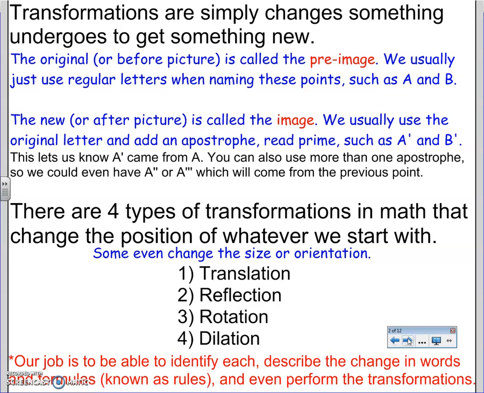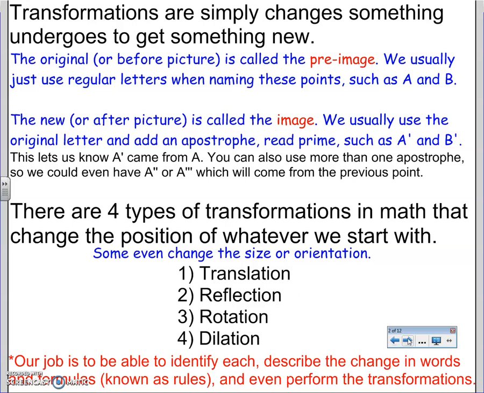So, transformations are simply changes something undergoes to get something new. The original or the before picture is called the pre-image. We usually just use regular letters when naming these points, such as point A and point B. The new or after picture is called the image. We usually use the original letter and add an apostrophe. We read that as prime, so we'll say A prime and B prime. This lets us know that A prime came from A, and you can also use more than one apostrophe. So we could also have A double prime, A triple prime, which would come from the previous point. So A triple prime comes from A double prime comes from A prime comes from A.